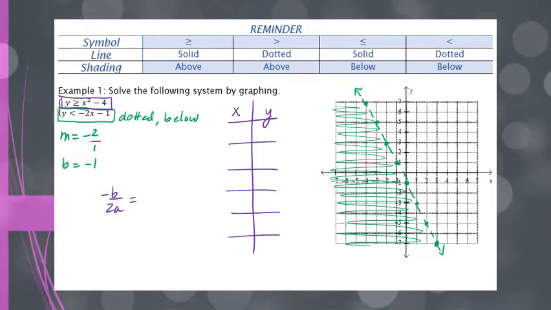A and b in this problem, a is 1, b is 0. The -4 there is actually your c value. So I would have -0/2 times 1, which is 0/2 or just 0. So that's what goes in the middle of our table. And then I'm going to be going down 2 and up 2.